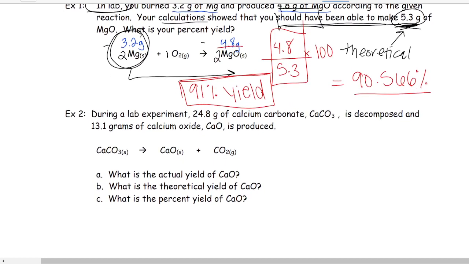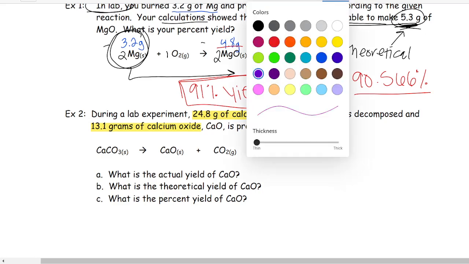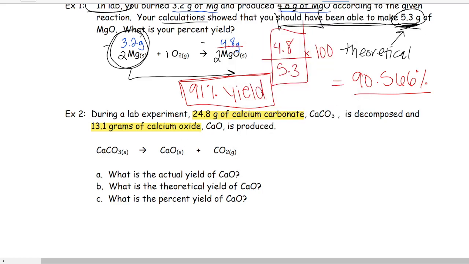All right, example 2 says, during a lab experiment, 24.8 grams of calcium carbonate is decomposed and 13.1 grams of calcium oxide is produced. So I'm going to start with 24.8 grams of this calcium carbonate, and then I produce 13.1 grams of calcium oxide.